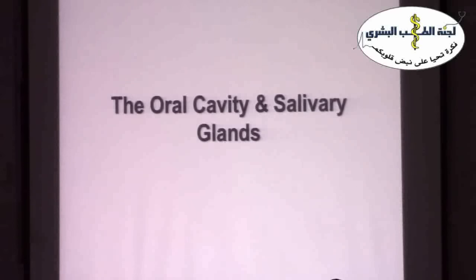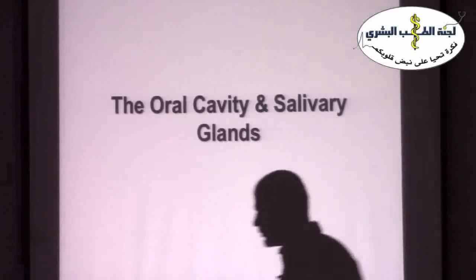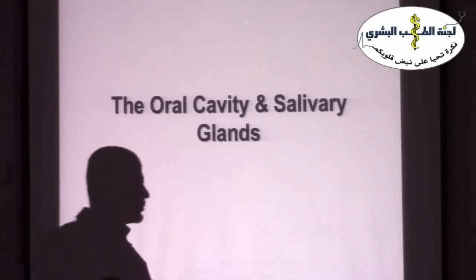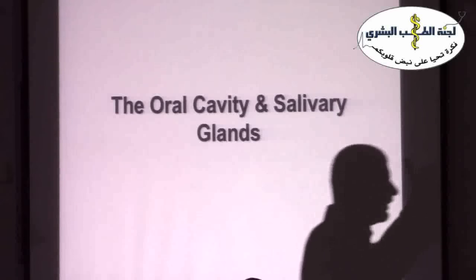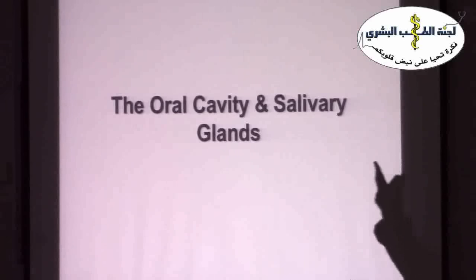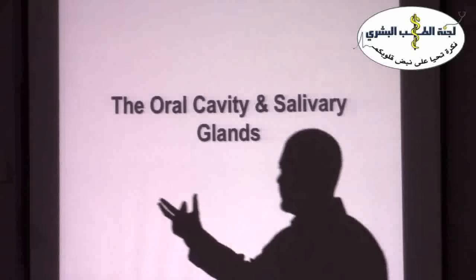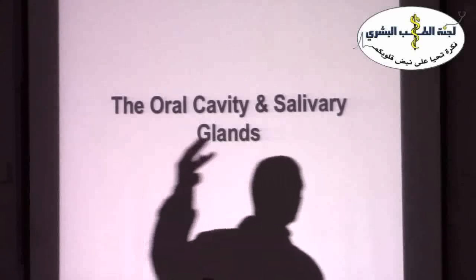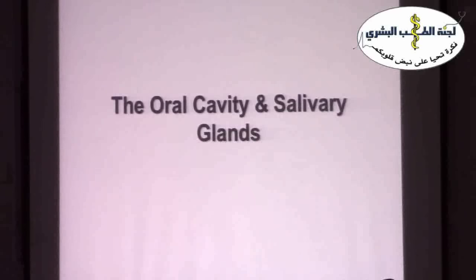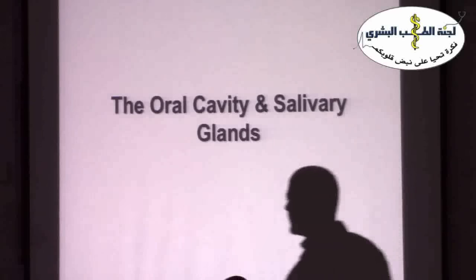The first part of the digestive system, the alimentary canal, or the GIT, or GI tract, is made of six structures. The oral cavity, the mouth. After that, you have the pharynx, then the esophagus, stomach, small intestine, and large intestine. Six structures. So those are the six structures forming the gastrointestinal tract.